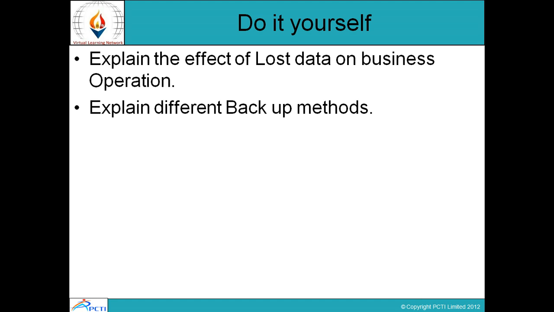This is an exercise that I hope you can do by yourself. It's about explaining the effect of lost data on business operation. You know, we have studied about it, so I hope you can clearly explain the effect of loss of data on business operation. And the next one is to explain different backup methods. That we have already discussed. I hope it will be very clear to you.